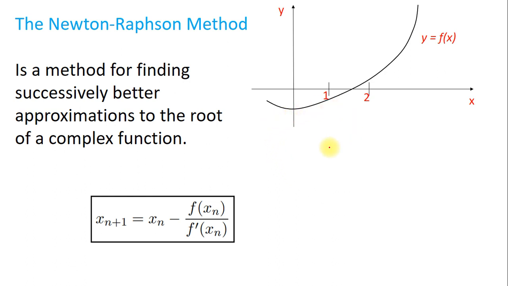Now, as shown in this graph, graphical method is able to show you that there is a root between 1 and 2. If you look at this graph, can you see there's a root here between 1 and 2? But graphical method cannot be certain whether it is 1.5 or 1.6 or 1.7. We are not sure. So the Newton Raphson method is a method for finding successively better approximation to the root of a complex function.